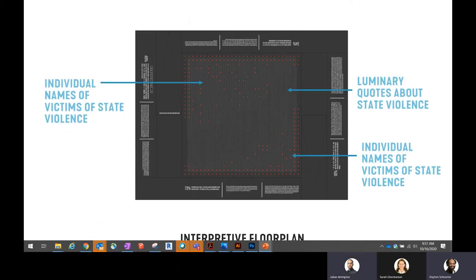As described earlier in the renderings, the interior is inscribed with graphics. The graphics are printed, and the names of victims are listed on the sides of the interior, while as you meander through the space, quotes of luminaries are submerged, basically as a means of wayfinding.